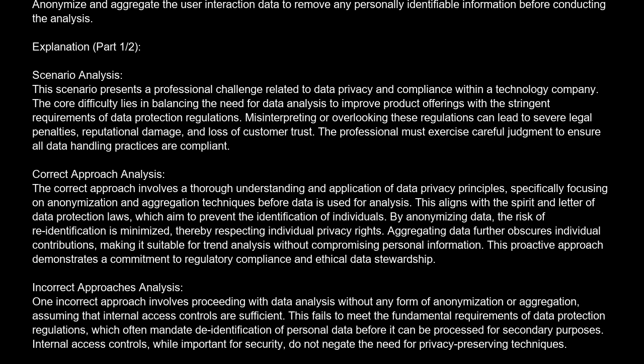This proactive approach demonstrates a commitment to regulatory compliance and ethical data stewardship.